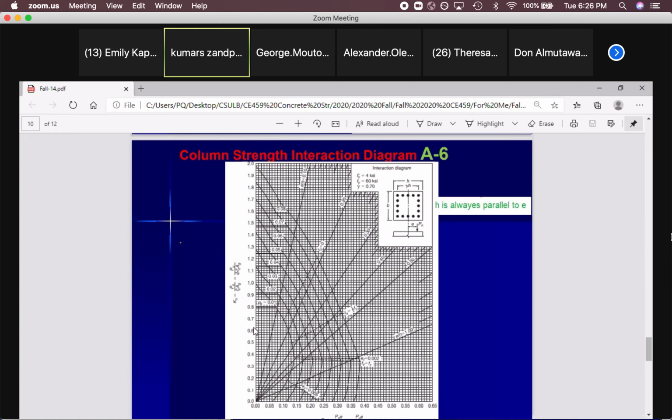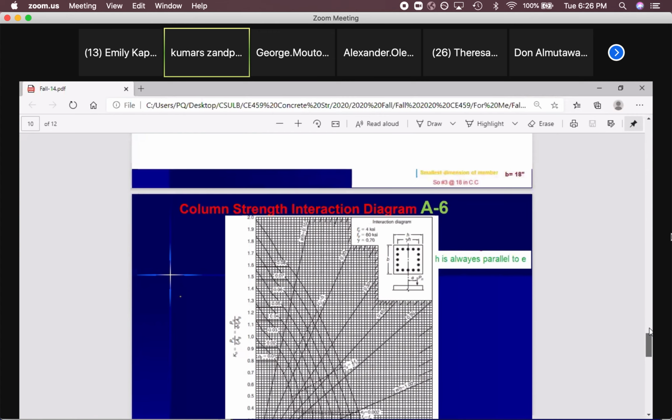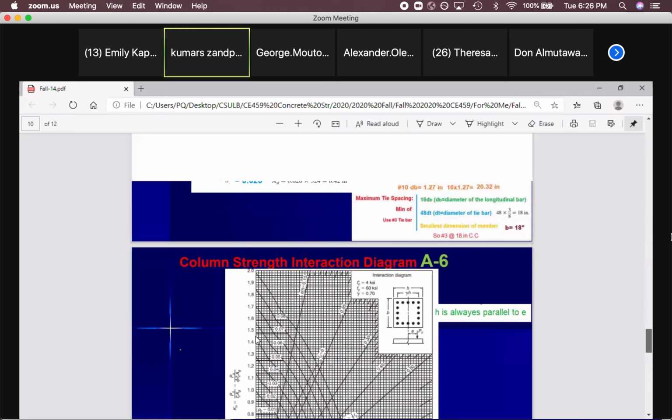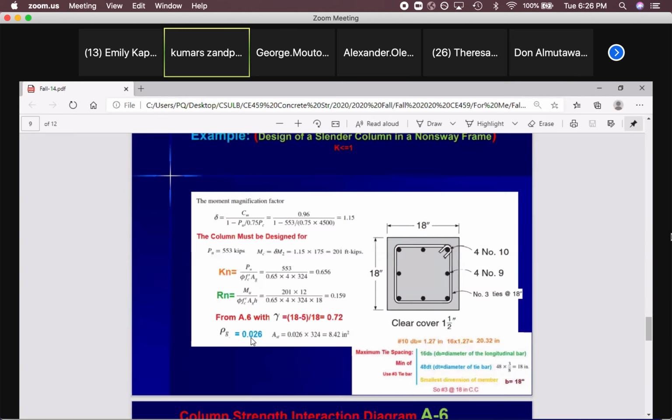So what should I do? Find Kn here, show that here. Rn, show them here. Then a straight line, find the cross section and read this number. If it's here, between 2 and 3%, as you can see, it's 2.6%, means 2.6 divided by 100, means 0.026. This is important. Means 2.6%.